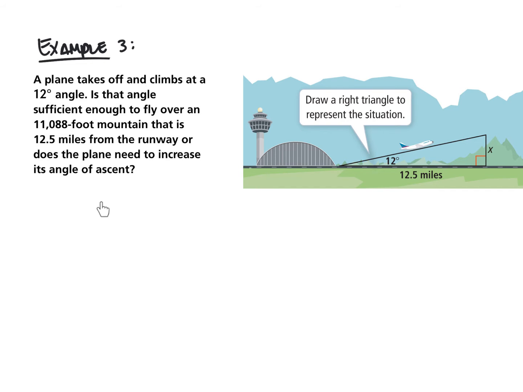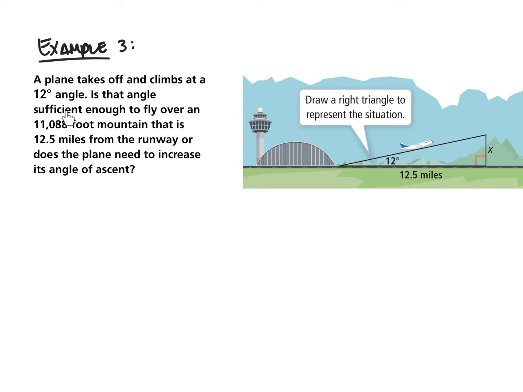So we're going to try that again. We're going to use that idea again, but now in a more practical application scenario. We have this diagram, and it's showing this situation. A plane takes off and climbs at a 12-degree angle. So it left the runway right here, and it's going upward at this 12-degree angle.